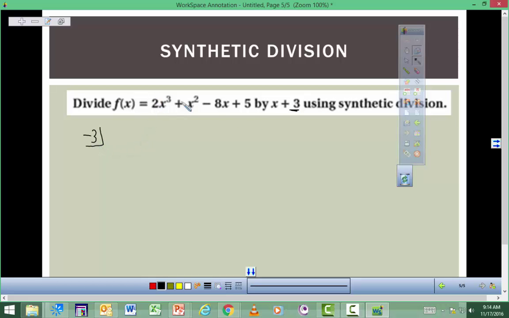And then once again, you put all your coefficients here. And you watch for zeros. If there's a missing term, you got to put a 0 in. So you're going to put a 2 right here. A 1. A -8. And a +5. That's not the one I just did, is it? Yeah, it is. So let's do a different one.